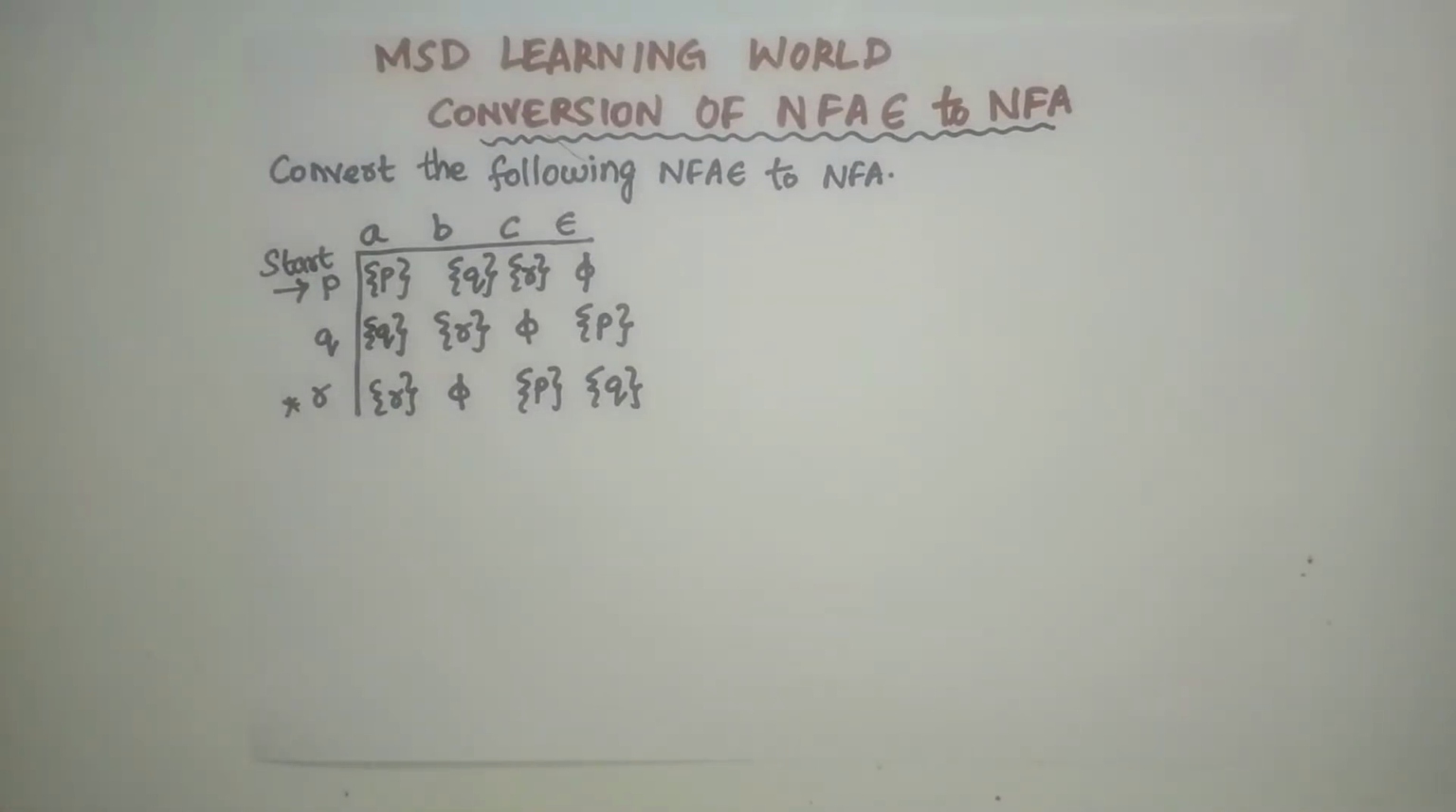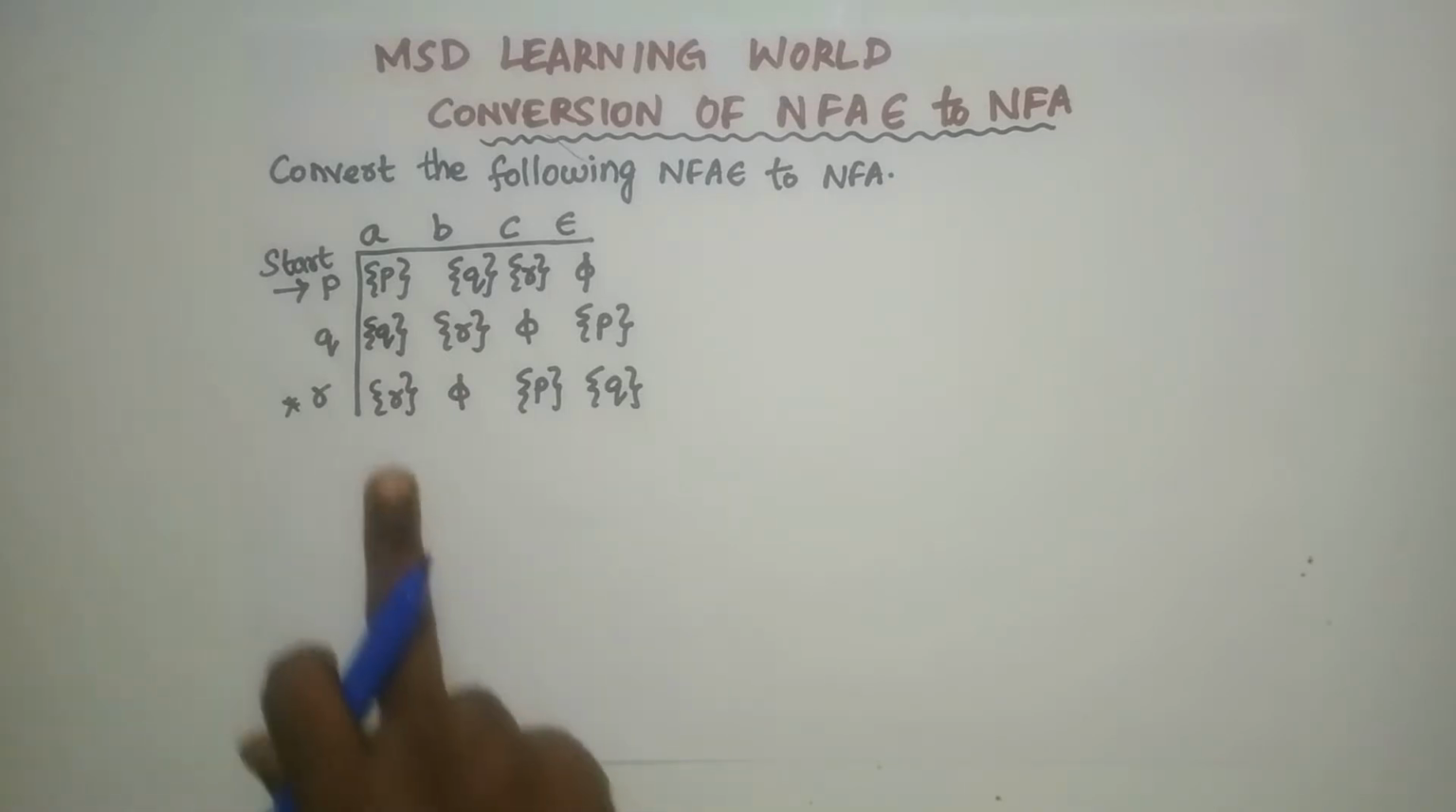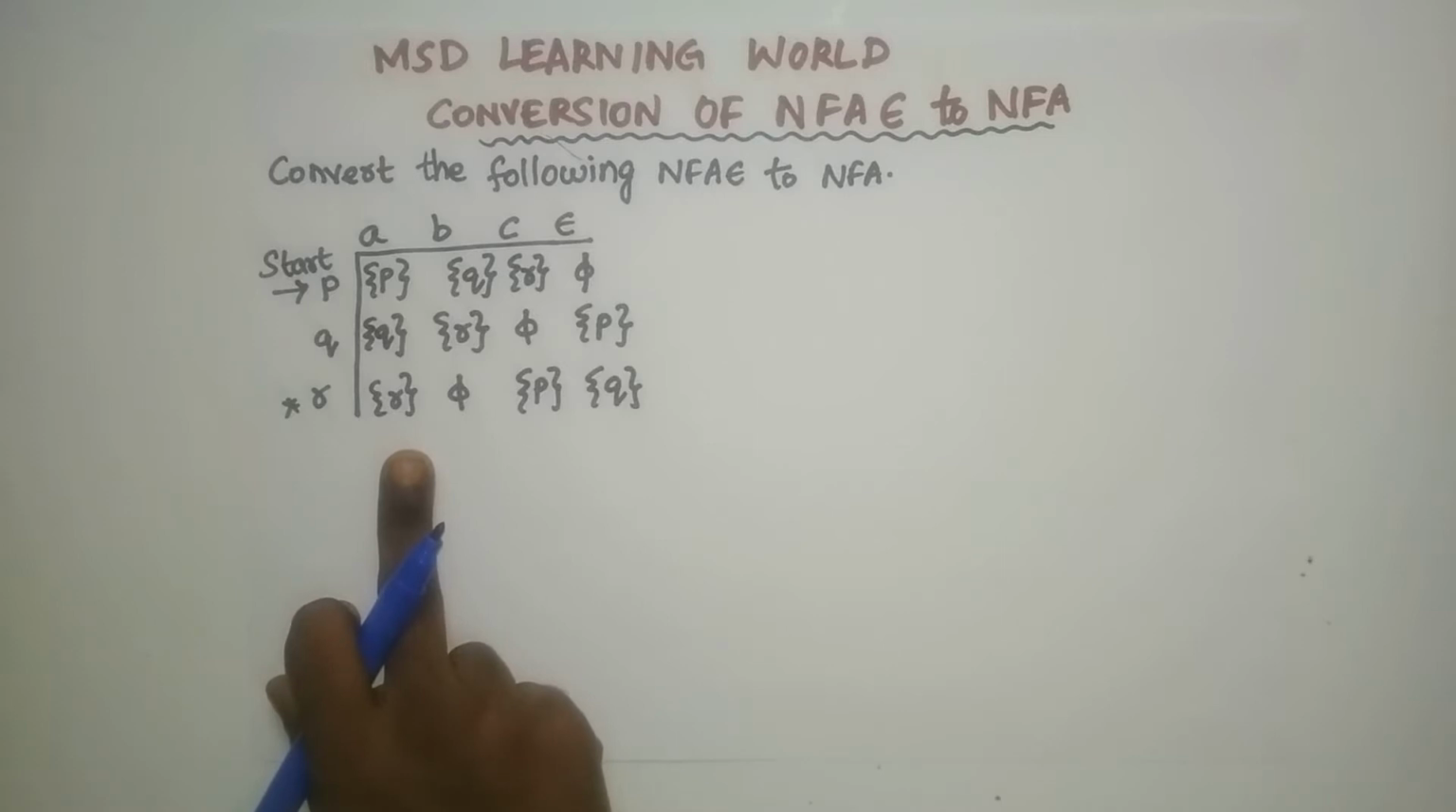In this video, we are going to see the conversion of NFA epsilon machine to NFA. So here we have a non-deterministic finite automata with epsilon transitions given in the problem. For this we have to create a non-deterministic finite automata machine. The property that we have to eliminate from the given problem is the epsilon transitions. From the given problem, the transition table is clearly an NFA epsilon.